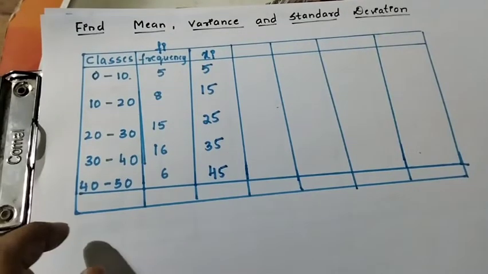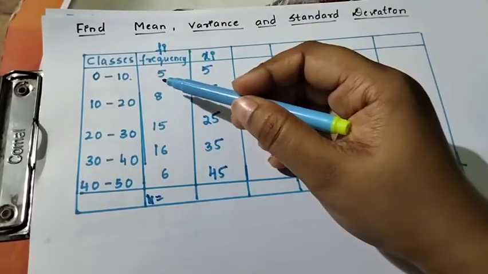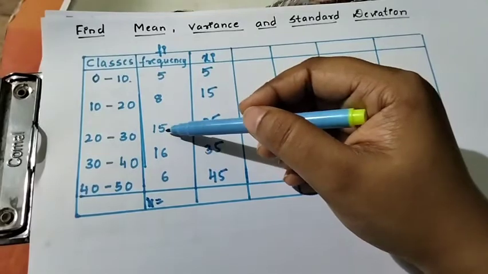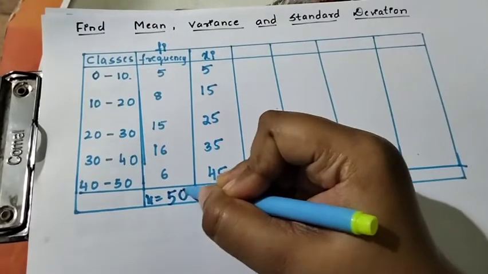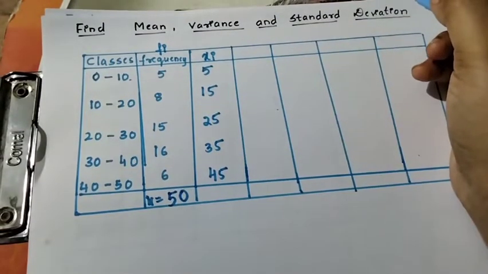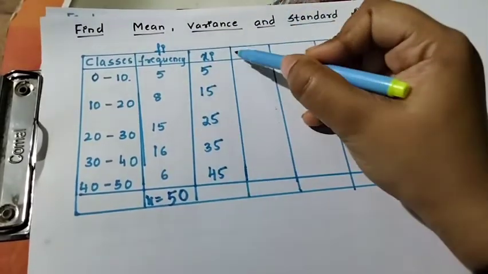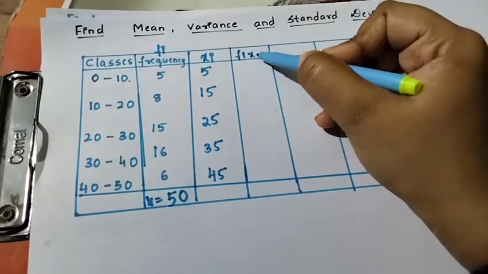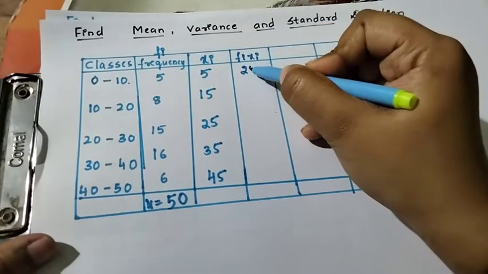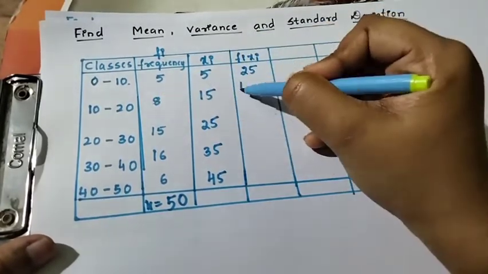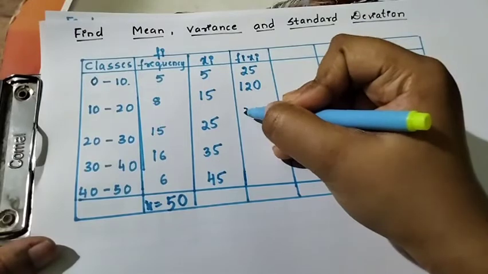Next I will calculate the value of n. So n is equal to adding all these: 8 plus 5, 13, 13 plus 15 plus 16 plus 6. You can use your calculators to verify the answers. So n is equal to 50, I get. Next I have xi, I have fi. So the next column will be fi into xi. So I have to multiply. 5 into 5 will be 25. 8 into 15 will be 120. 25 into 15 will be 375.